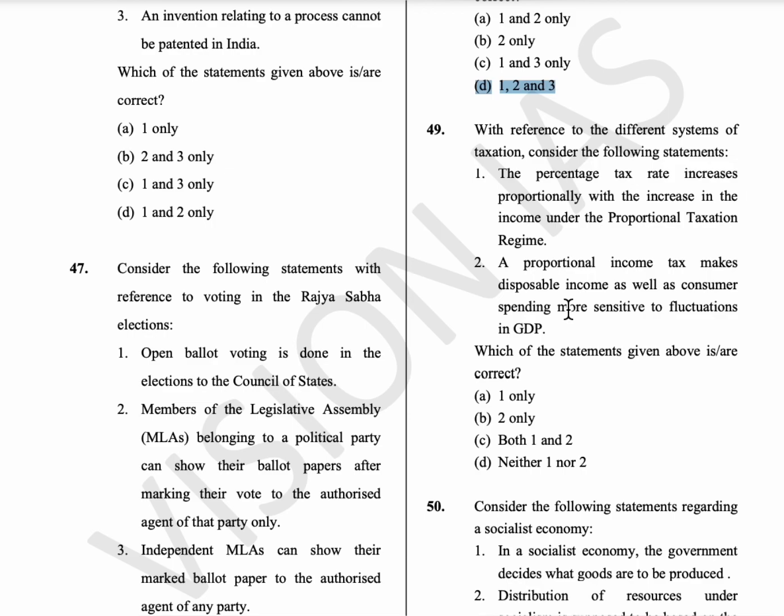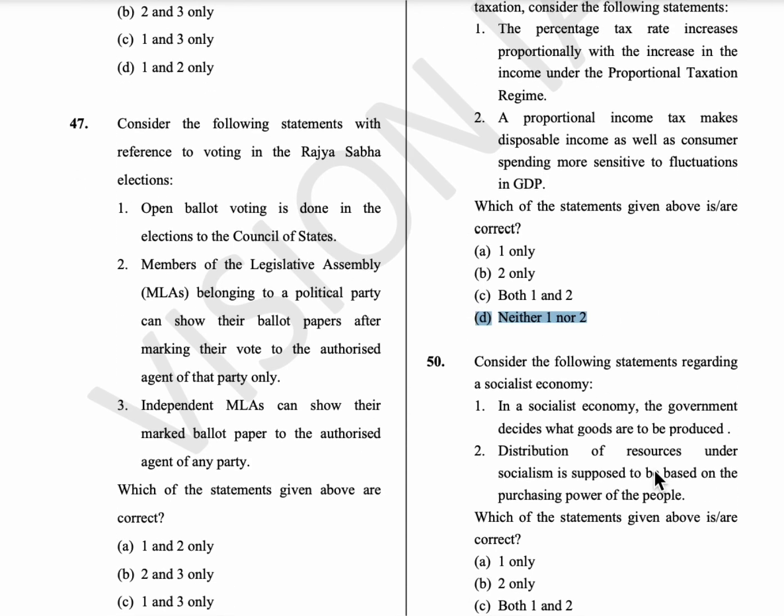The second statement is the proportional tax makes disposable income as well as consumer spending more sensitive to fluctuations in the GDP. Even the second statement is wrong because the proportional income tax acts as a shock absorber and creates less sensitivity to the fluctuations in GDP. So option D, neither one nor two are correct.